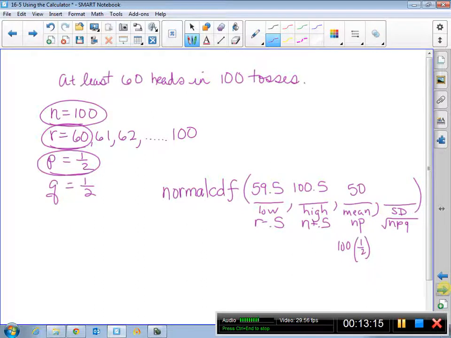And the square root of npq is the standard deviation. So we need npq square rooted. And I usually write them out first. So I would have 100 times a half times a half, just to see first, is this easy to do? And 100 times a half is 50, and times a half again is 25. So the square root of 25 is 5. That's a beautiful number. I can just put that in. So let's go to normal CDF and give this a try.